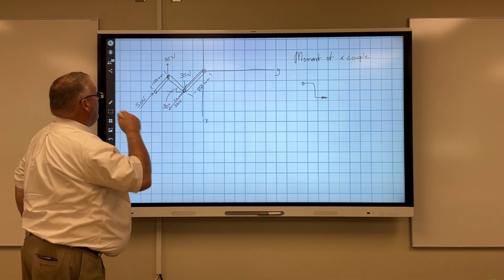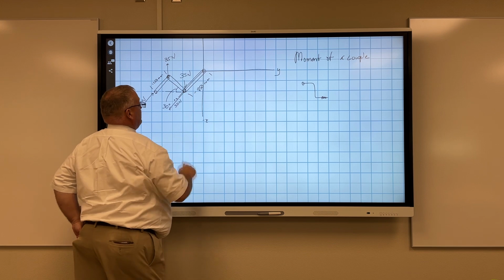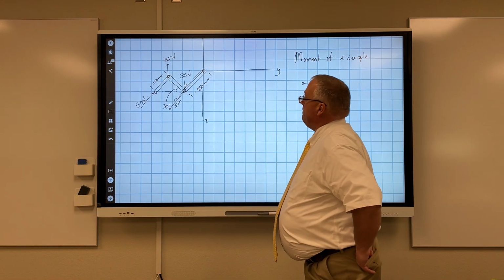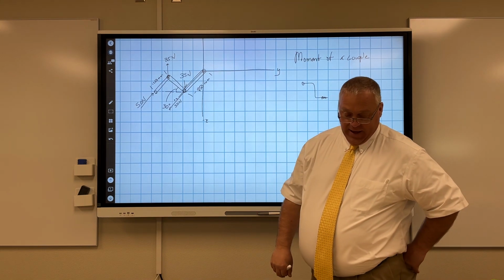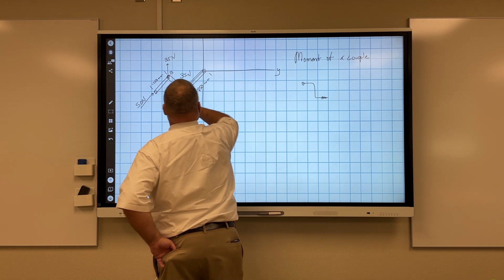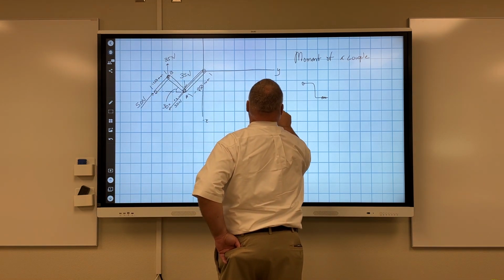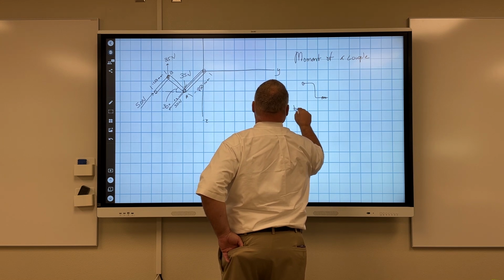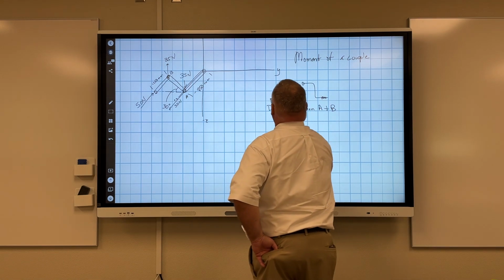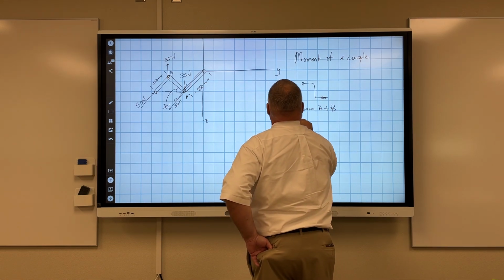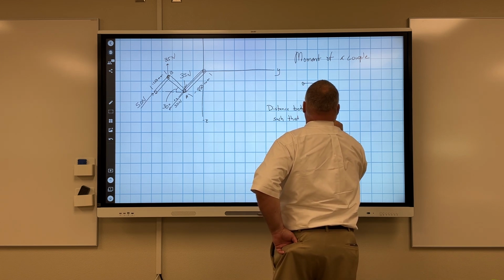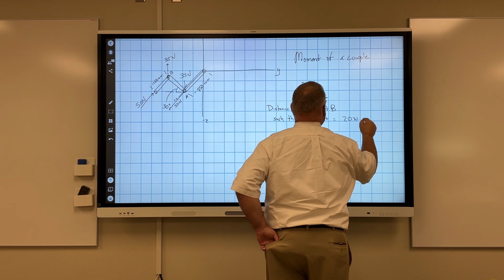So we're looking for some information that we do not have. We're looking to calculate some things. So we want to label a few points on our diagram. This would be point A. This would be point B. So what we're looking for is the distance between points A and B such that our moment is equal to 20 Newton meters.